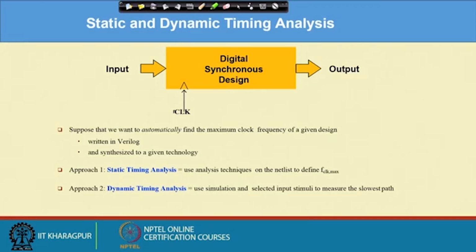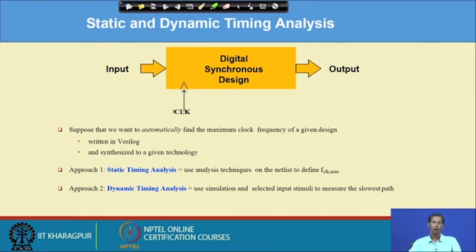So, that is why our primary intention is always to maximize this clock frequency. And whenever we have to calculate this clock frequency, we have to do timing analysis. How can you do it? Timing analysis can be done in two ways. One is static timing analysis, another one is dynamic timing analysis. So, what is static timing analysis?